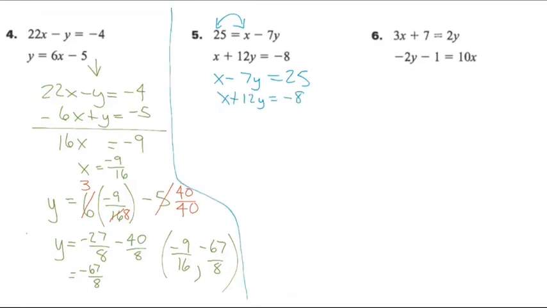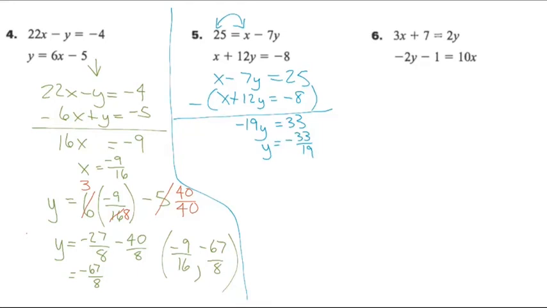I look at the coefficients that are the same, and that's the ones in front of the x's. They have the same sign, so I have to subtract. x minus x is 0. Negative 7 minus 12 is negative 19. 25 minus negative 8 is 25 plus 8, which is 33. Solve for y. y is equal to negative 33 nineteenths.